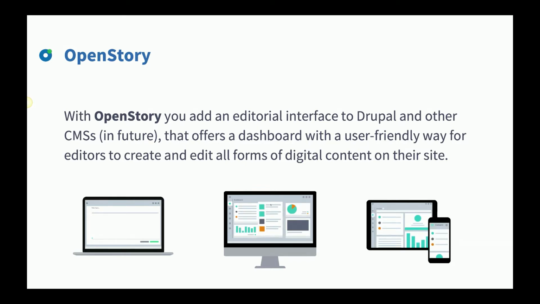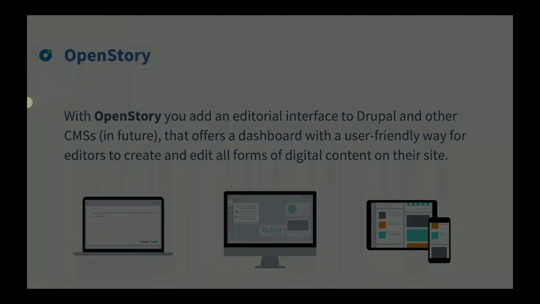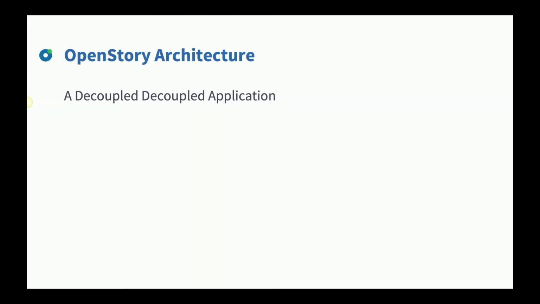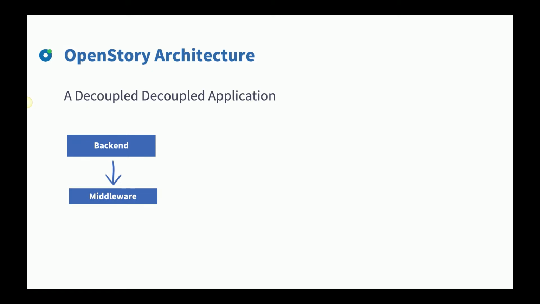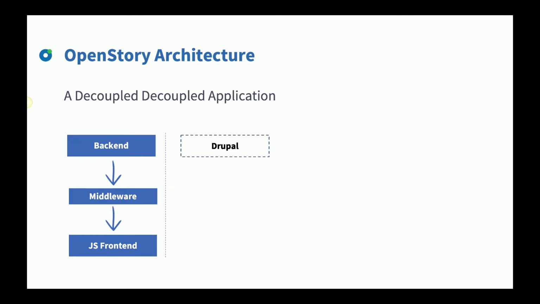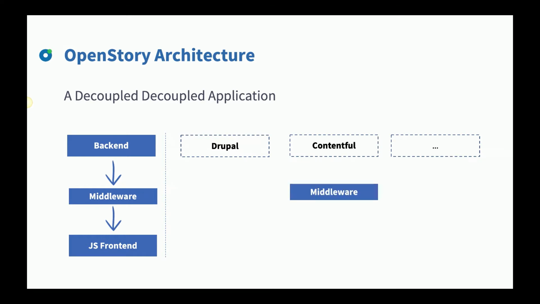And when I mean content, I mean all forms of digital content on their site or sites. We do this with a decoupled application. So that means in the traditional sense of a decoupled application, we have a backend, a middleware, and a JavaScript frontend. In our case, we have a backend that can be a Drupal website, can be a Contentful website, or any other kind of website. And then we have a middleware, which is in fact a Node.js application that talks with the OpenStory UI.